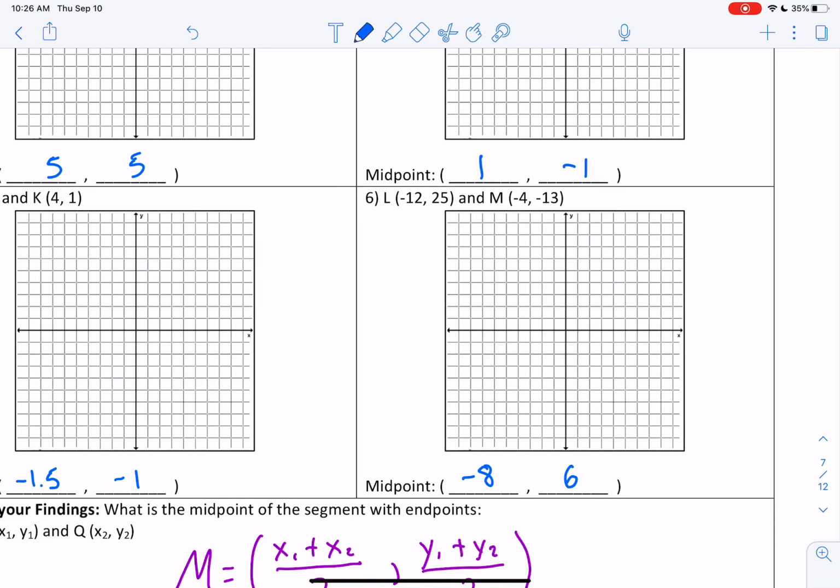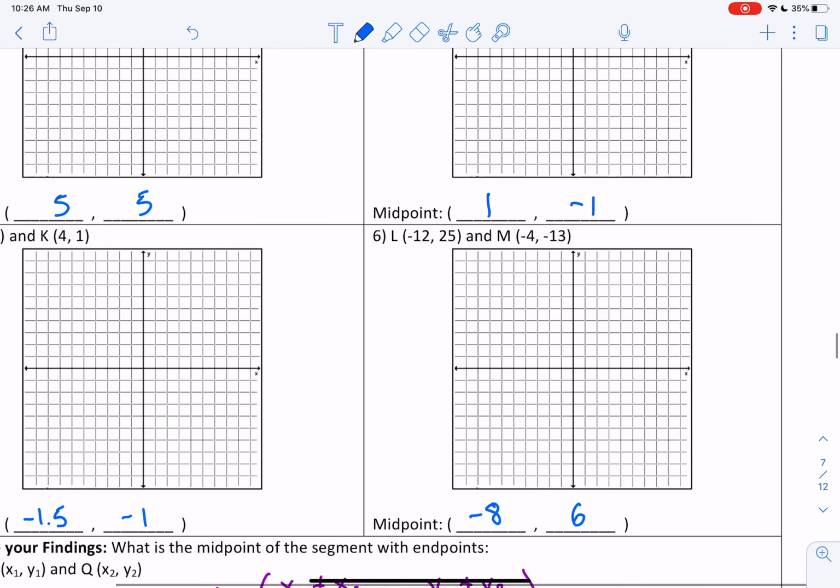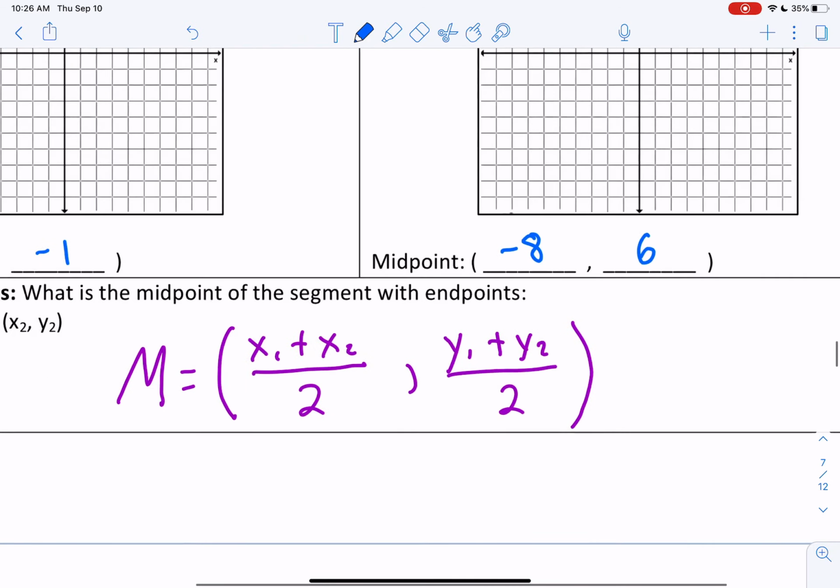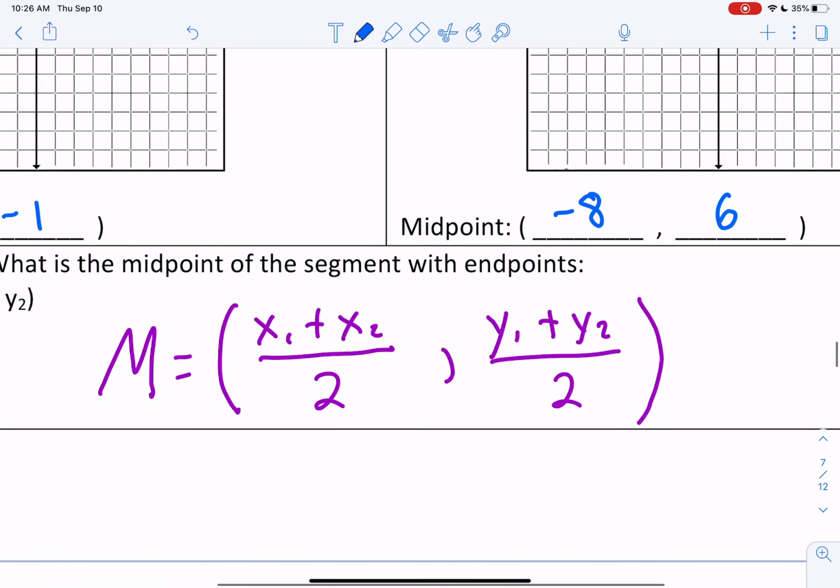It's the last problem for a reason. At this point, you should have developed some sort of formula to understand, hey, how do I get this midpoint? How can I do this without counting stuff on the graph? All right, and that formula is the midpoint equals x1 plus x2 divided by 2. That's going to give you your x-coordinate. y1 plus y2 divided by 2, that's going to give you your y-coordinate.